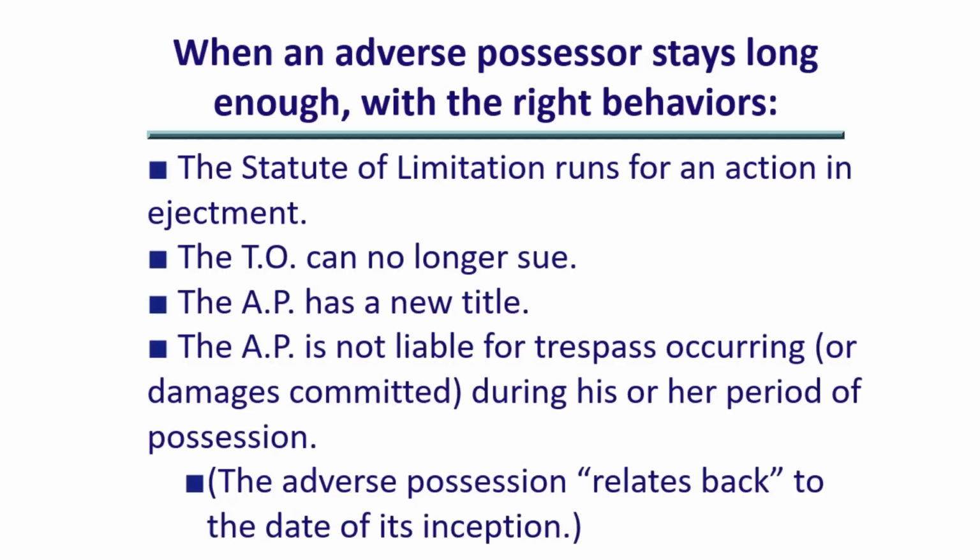The adverse possessor is not liable for anything they did during the period of adverse possession. They're not liable, for example, for being a trespasser, for damaging the property, for collecting rent from tenants during the period of their adverse possession. In other words, it's as if they were the owner all the time. So we say that adverse possession relates back to the date of the inception of the possession. In other words, we treat the adverse possessor as if they've always been the owner from the date that they moved onto the land.